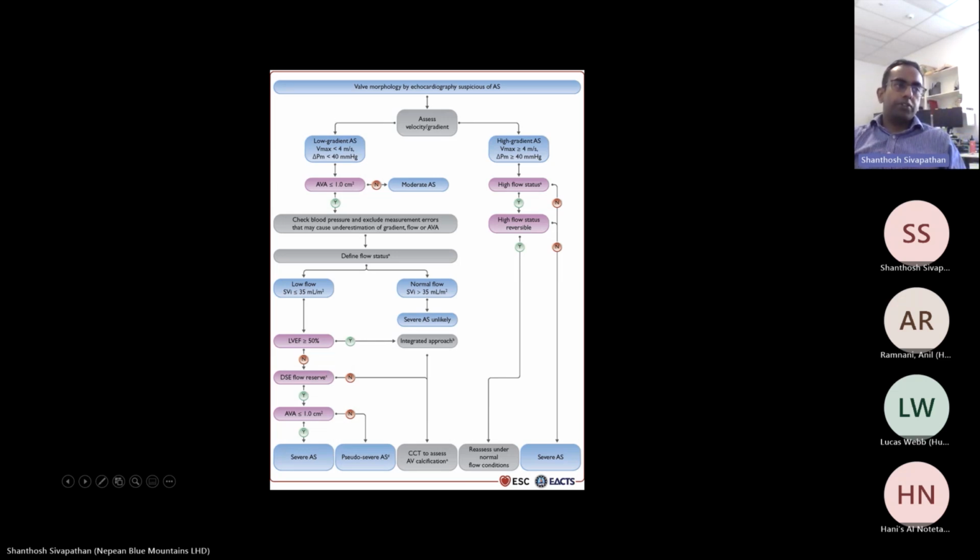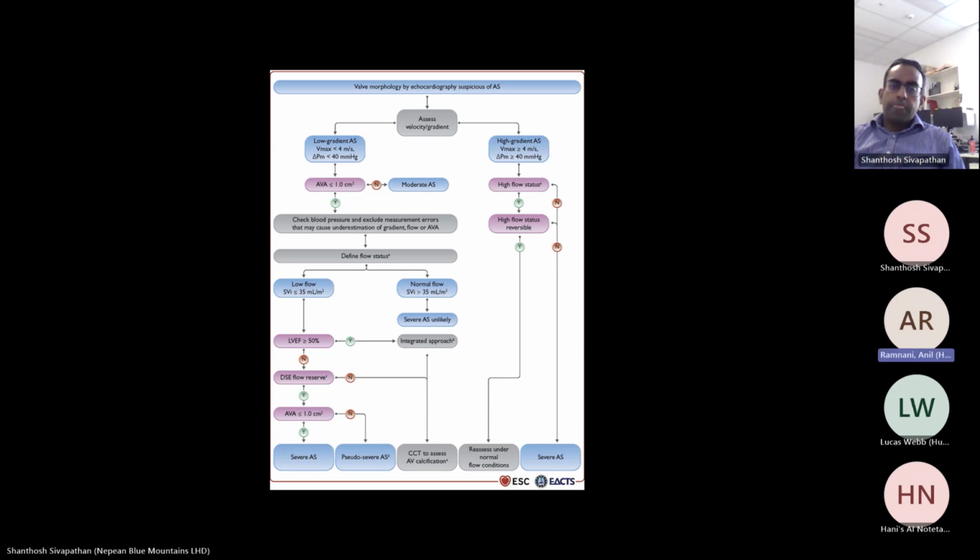That's pseudo-severe aortic stenosis. But I would still consider the other integrated approach, looking at the calcium CT scores to see what the valve calcification is, and also the clinical history to determine what the symptoms are, because that would dictate how you classify the severity of the aortic valve. Does that make sense?